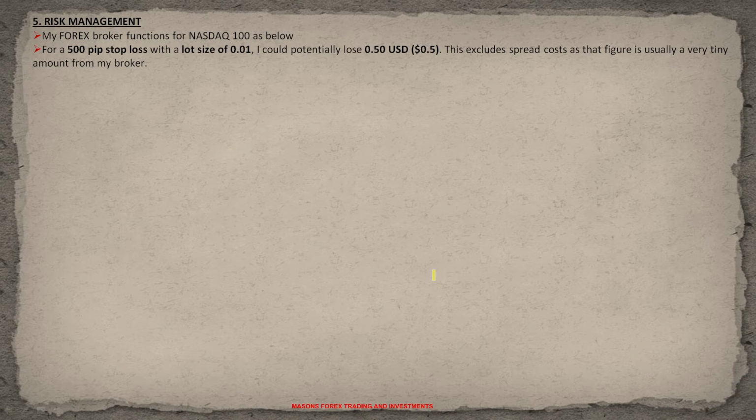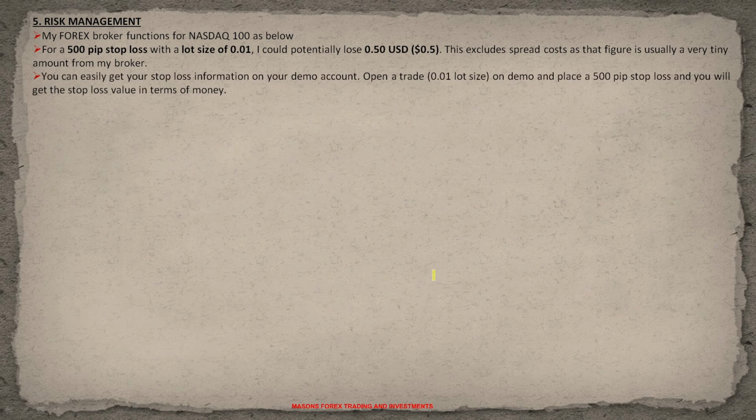Number 5, risk management. My Forex broker functions for Nasdaq 100 as follows. For a 500 pip stop loss with a lot size of 0.01, I could potentially lose 0.50 USD. This excludes spread costs, as that figure is usually a very tiny amount from my broker. You can easily get your stop loss information on your demo account. Open a trade 0.01 lot size on demo and place a 500 pip stop loss, and you will get the stop loss value in terms of money.